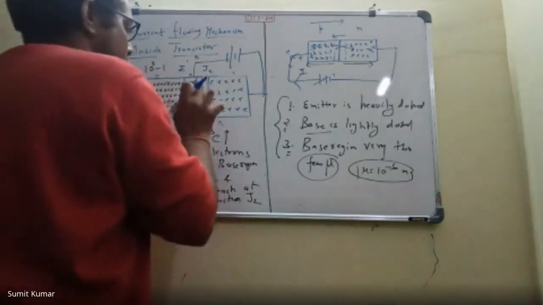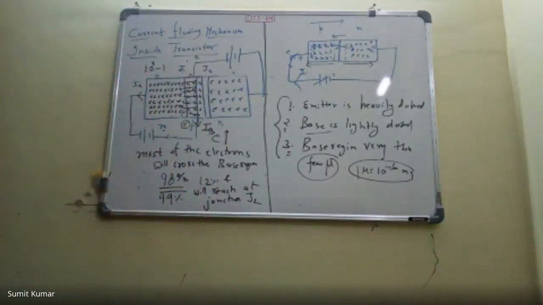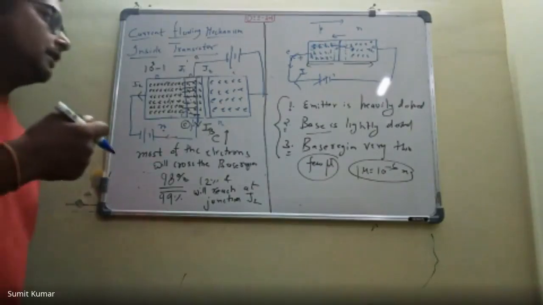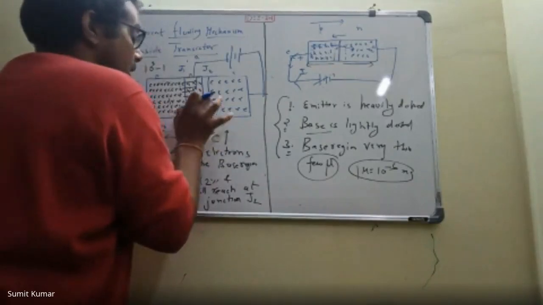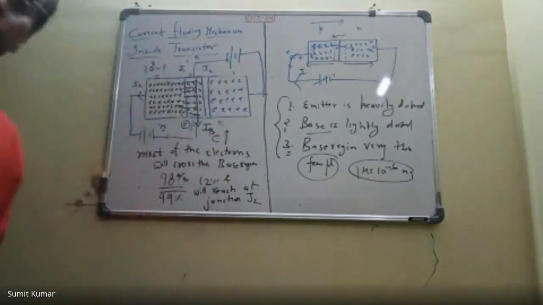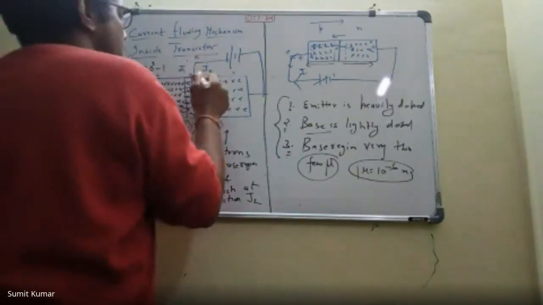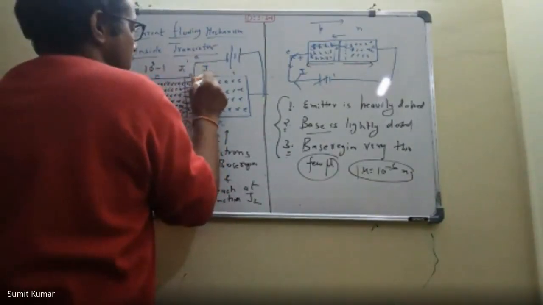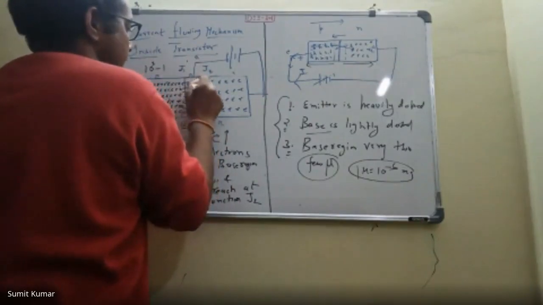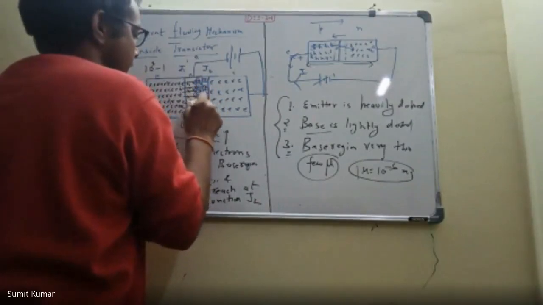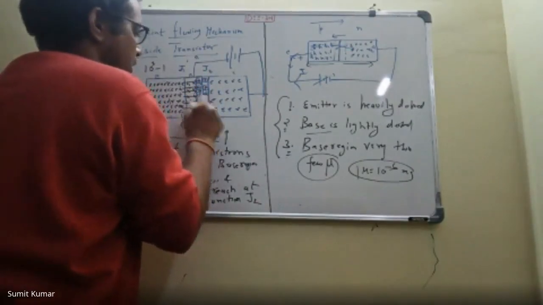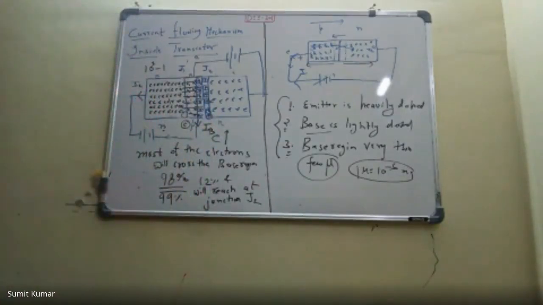Now we know, with the basic theory of semiconductor physics or the basic theory of the PN junction, that when we apply reverse biasing, the depletion region will increase. So this depletion region will increase. Here this is the depletion region. So at the junction J2, there was already a larger depletion region.